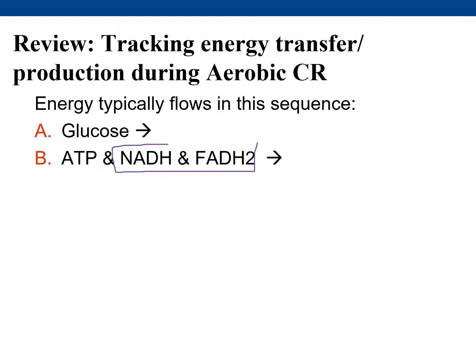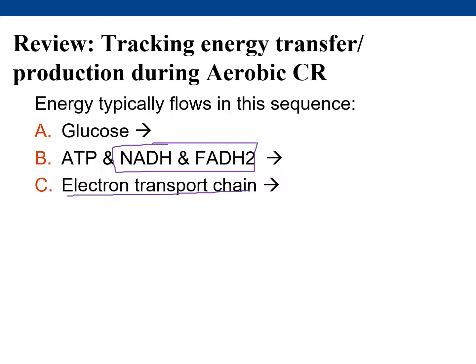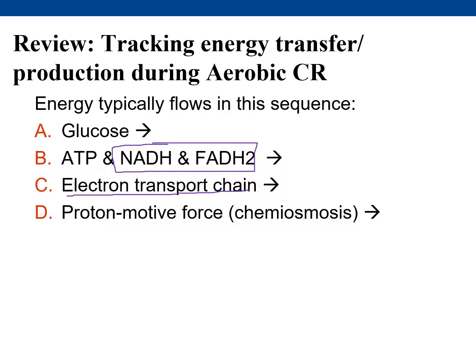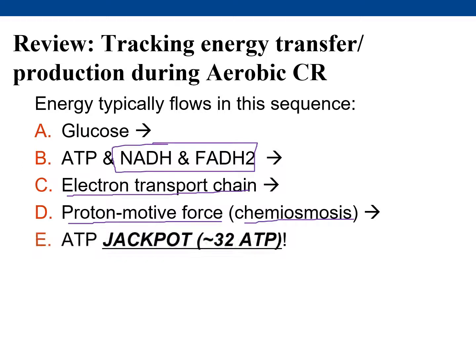These two use that energy to charge or power up the electron transport chain. This then uses the energy to create this proton motive force, which allows the hydrogens to go through chemiosmosis, and then the energy ends up in ATP. And this is the big payoff, the jackpot. This is where we get to those 32 ATP.